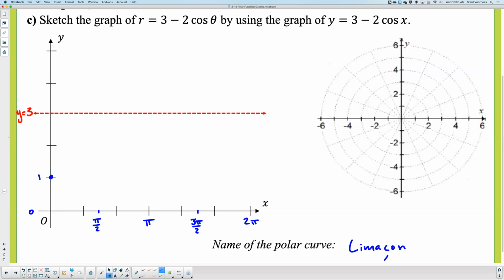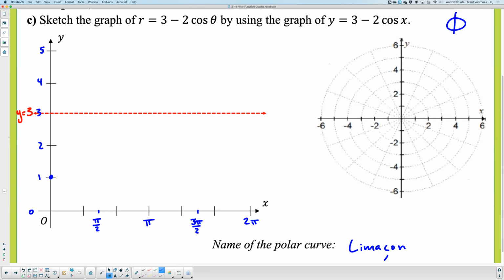0, 1, 2, 3, 4, and finally 5. Okay, so cosine. When does cosine usually hit its 0? Usually after pi over 2. No, not pi over 2. That's its pi. I said it wrong. Not at pi. That's its minimum at pi over 2.